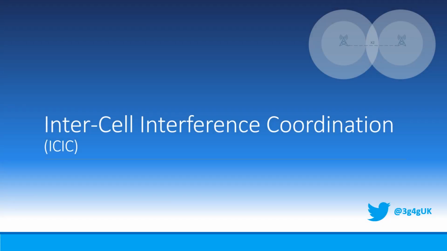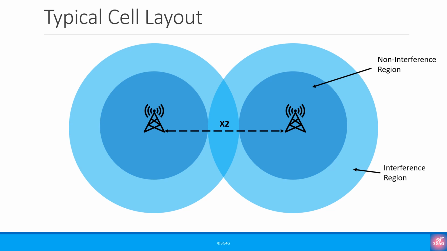So in this part, we will look at one of the most important but underrated SON features called ICIC, or Intercell Interference Coordination. The way radio waves propagate, mutual interference nearly always occurs between the cells in an LTE network. If interference is not managed, it can lead to signal quality degradation.